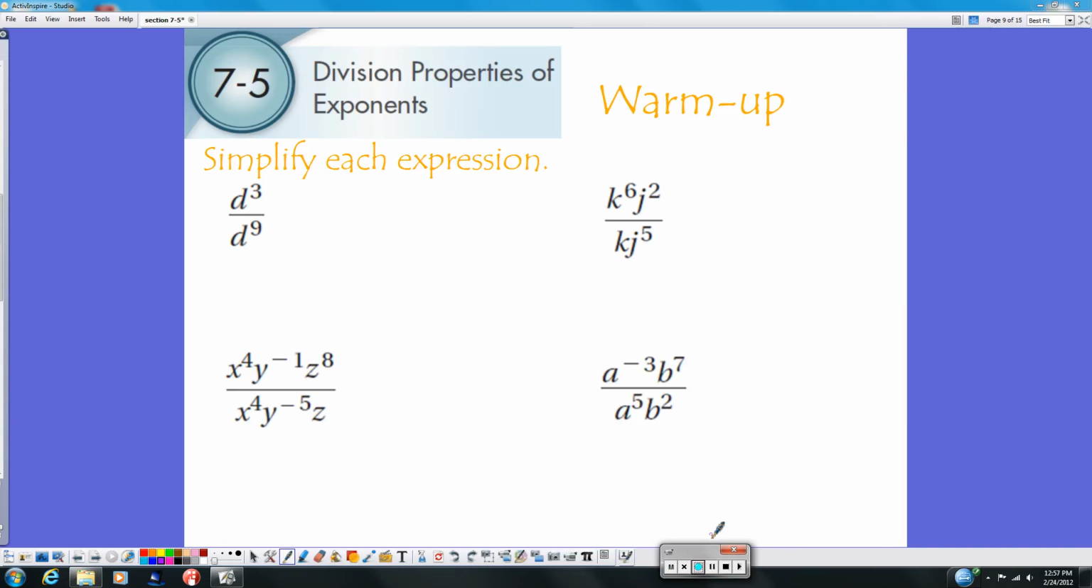Welcome to the second part of section 7.5 where we're still talking about the division properties of exponents. Let's go ahead and do these warm-up problems. I want you to simplify each of these expressions.